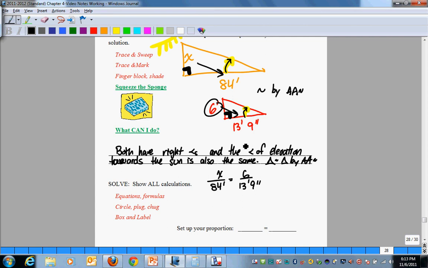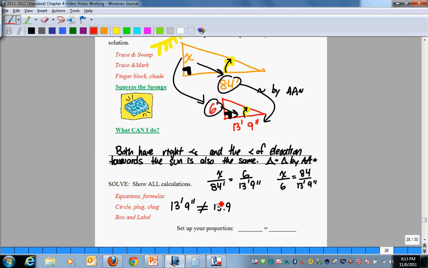Or we can just do the height. We can go height to height. X over 6 equals 84 over 13 feet 9 inches. Either way, it doesn't matter. But what you need to be very, very careful about is the fact that 13 feet 9 inches is not equal to 13.9. Be very careful with that.